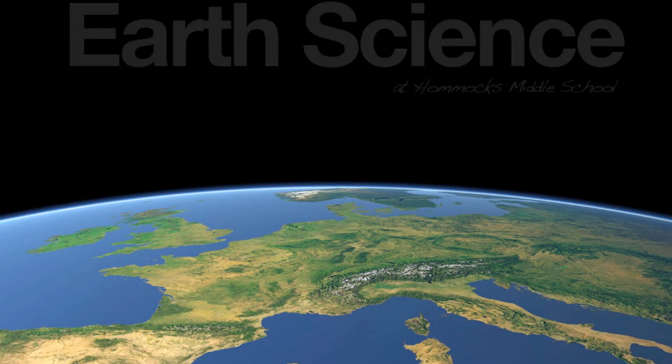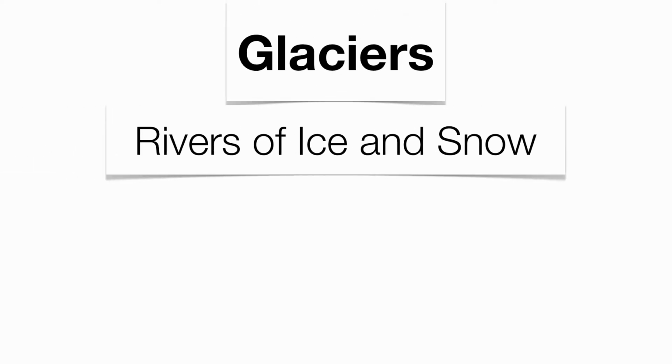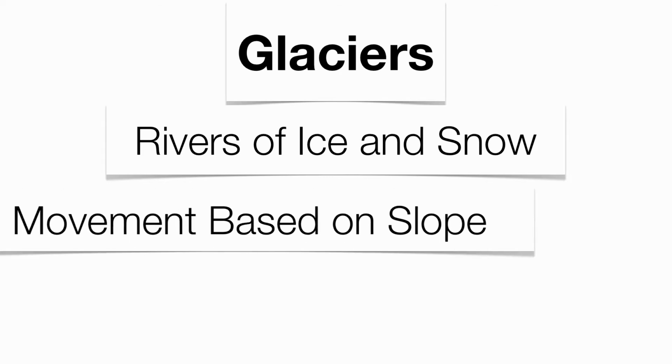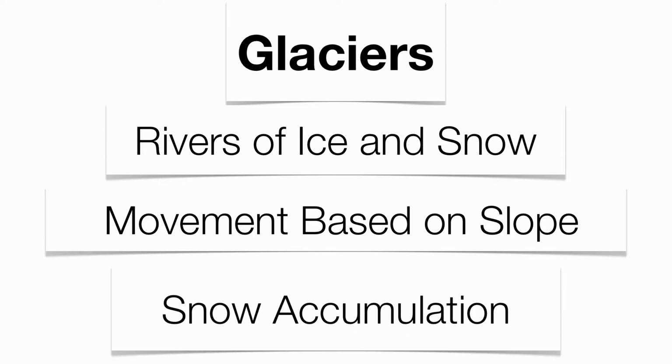Today we're going to be talking about glacial characteristics. Now, glaciers are a very unique feature here on the planet, very simply because geologists call them rivers of ice and snow. They move very similar to how water flows, and it's all going to be based solely upon the slope of the land. The steeper the slope, the faster the movement of this ice and snow. And it all comes down to how much snow is going to accumulate in the upper elevations.